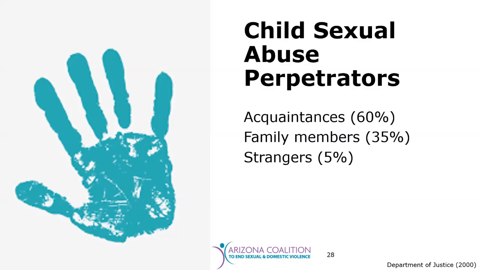For children, that rate is also high as well. So about 95% of children know the person who perpetrated sexual violence against them. 60% were acquaintances, 35% were family members, and only 5% were strangers. So this also dispels the myth that someone who is going to sexually assault you will just be a stranger who's hiding in the bushes. More than likely, it will be a person who is known to you and in your social circle.